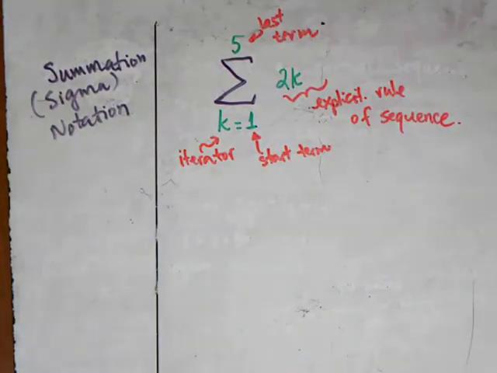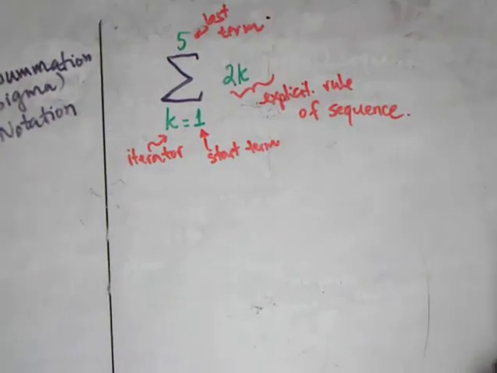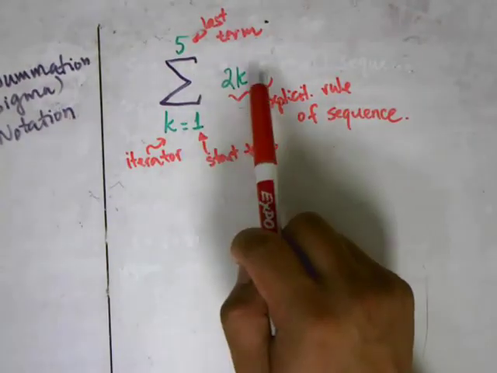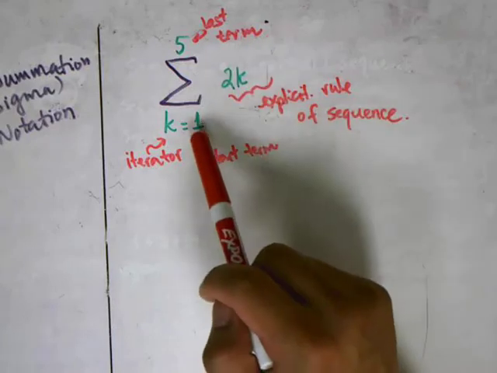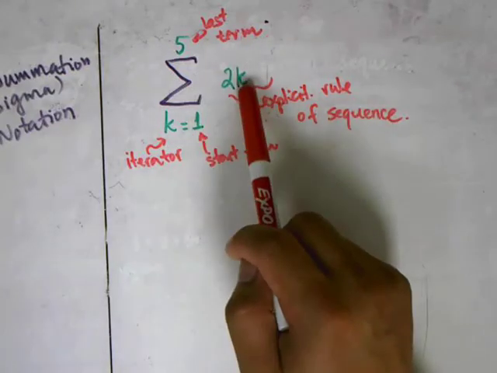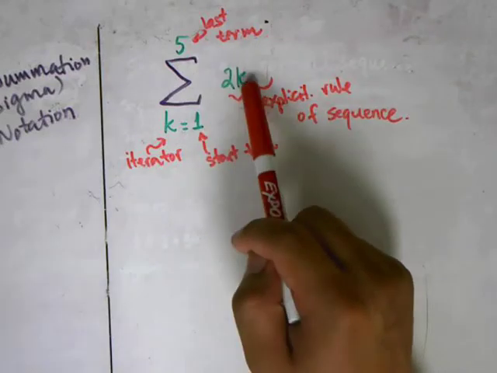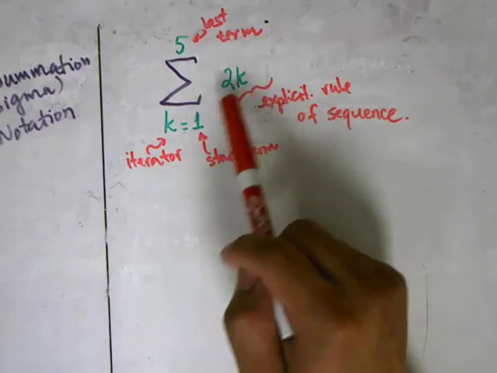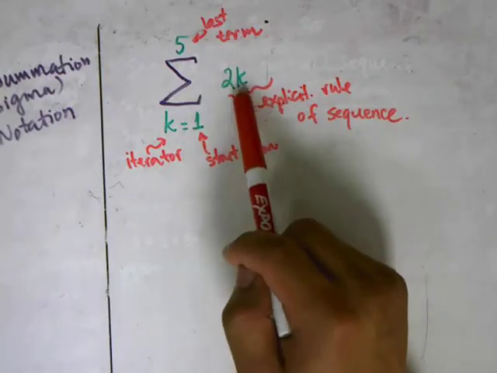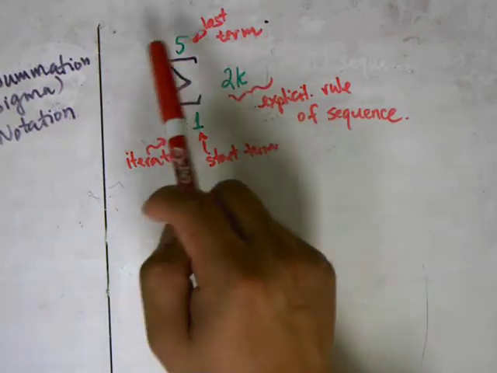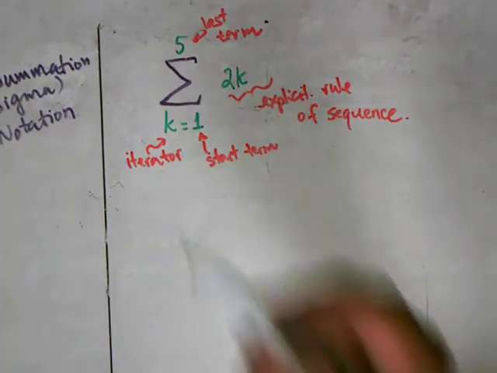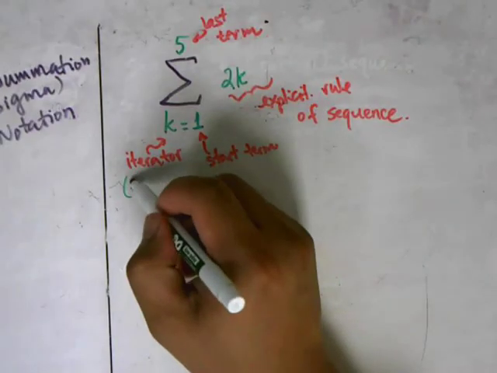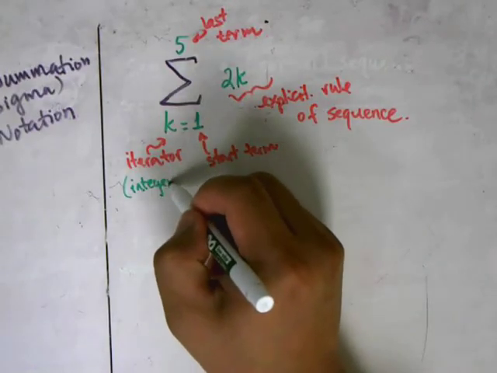So what this expression is saying is take 1, plug it in for k, you'll get a number, 2. Then take 2, put it in for k, you get another number. Take 3, put it in for k, you get a number. Take 4, put it in for k, you get a number. Take 5, put it in for k, you get a number. And stop at 5. And by the way, this iterator, they're always integers.